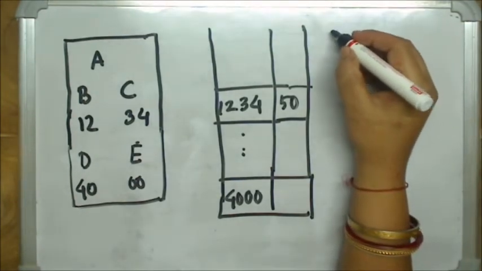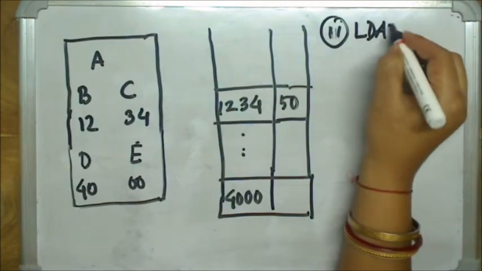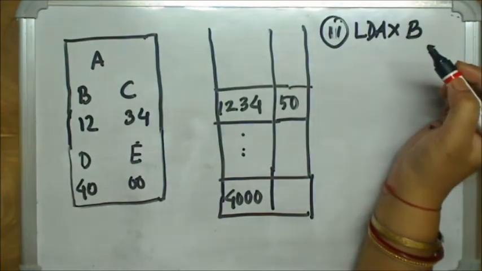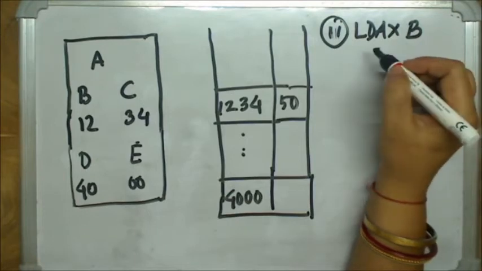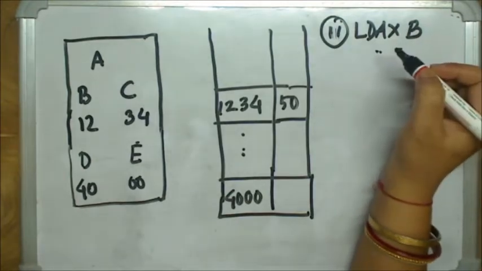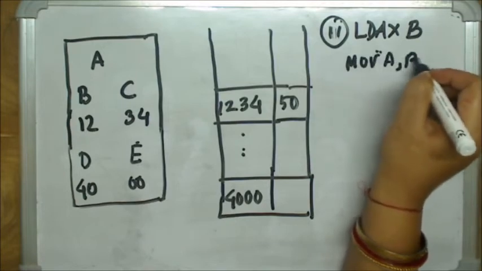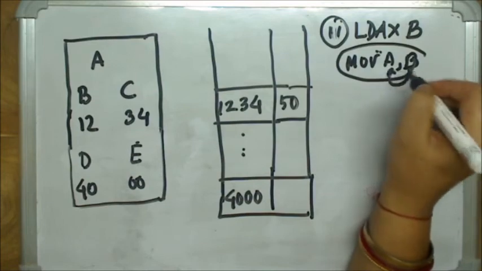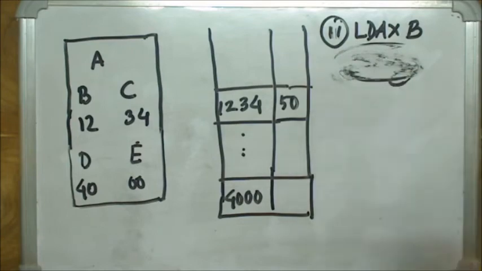Now the next one is LDAX B. So what does LDAX mean? LDAX means load accumulator. What to load in the accumulator? The value of B? No. If we had to get the value of B into A, we would have used MOV A, B, right? This we would have used to load the value of register B into register A. But this is not the meaning of LDAX B.